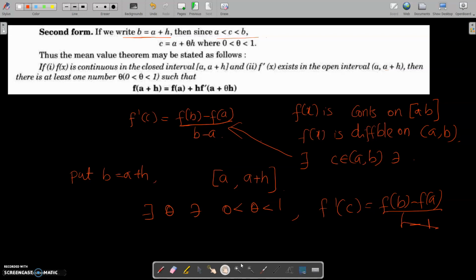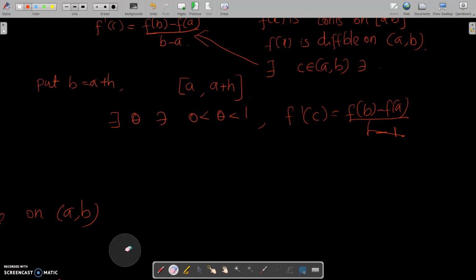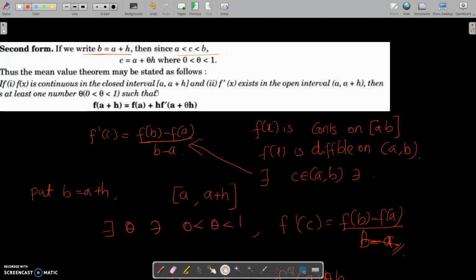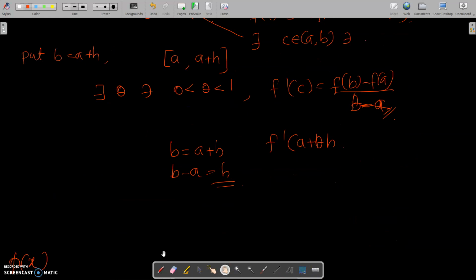It was that, right? For b minus a, here we substitute b equal to a plus h. So what is b minus a? That is h. b minus a is equal to h. This is b minus a. Okay. So f dash of c, what was it? c is equal to a plus theta h.